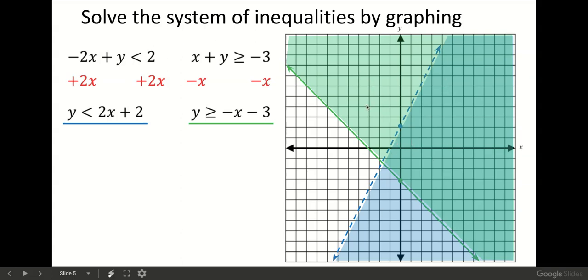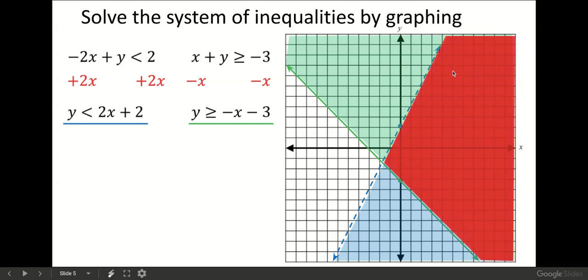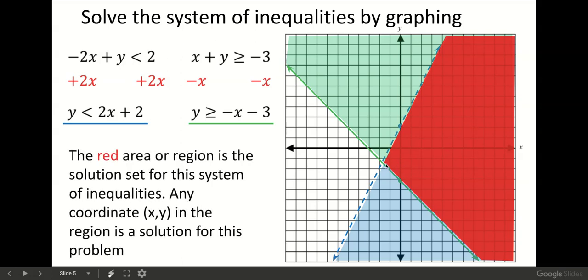So now I can see my two shaded areas, and I can see that they overlap over here, which now I've highlighted in red. So basically any x and y coordinate in the red shaded area or on the line counts as a solution.